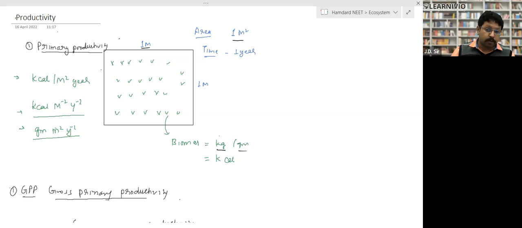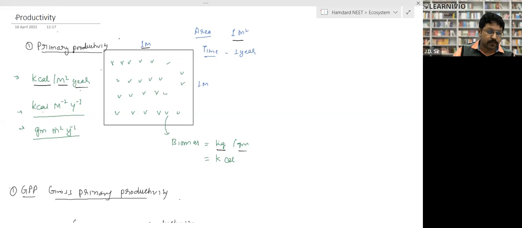In terms of productivity, I am counting the biomass that I have grown in this 1 meter square area, right? So now what is productivity? Productivity is the amount of biomass produced per meter square in 1 year of time span. So that is the productivity. What will be the unit of productivity? The unit of productivity will be kilocalorie per meter square per year, right?